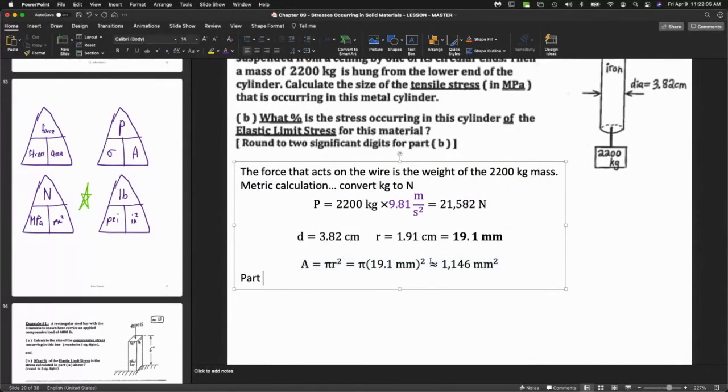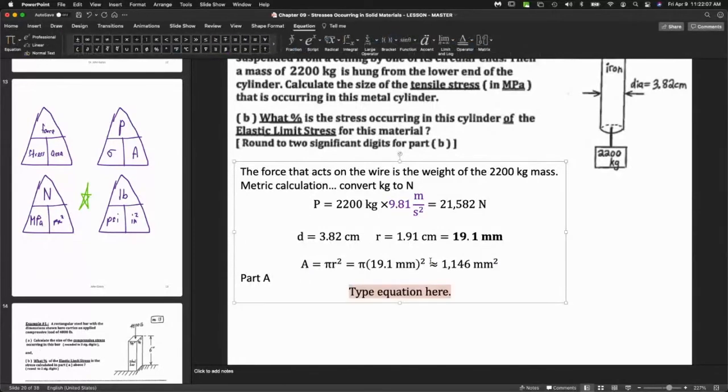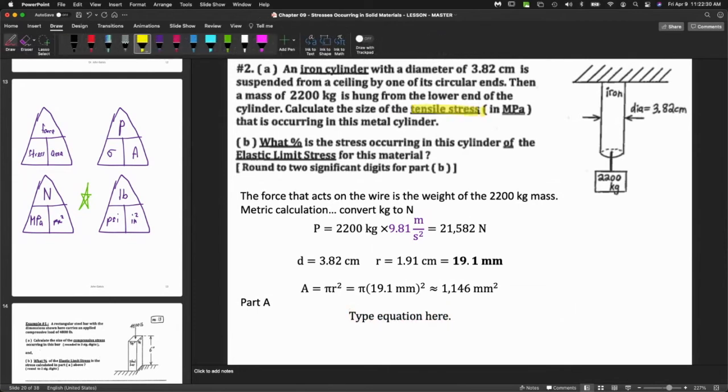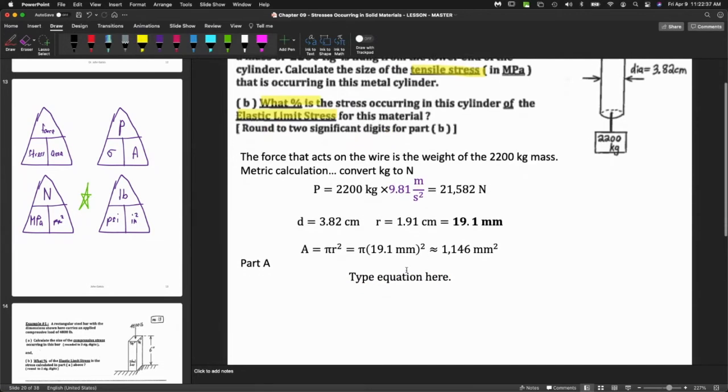So here comes part A. That stuff that we did there is insensitive to part A or part B. That's just information that you can take from the question and kind of play jazz with, and do whatever you want. But now we're going to tie things together to answer the question. The first question says, calculate the stress. I'm just going to highlight the key phrase here, tensile stress. And then the second thing is the percent of the elastic limit. We'll come to that later, don't worry. But let's just talk about the stress.